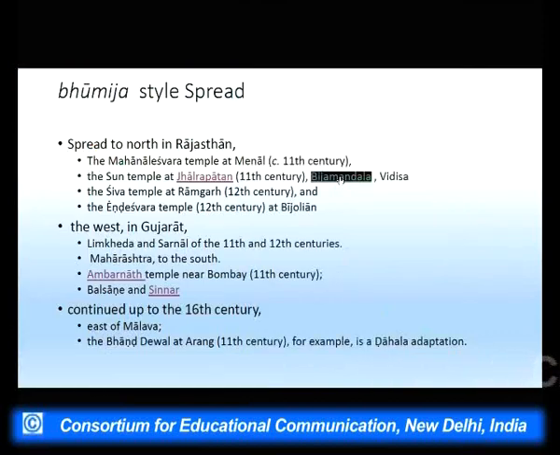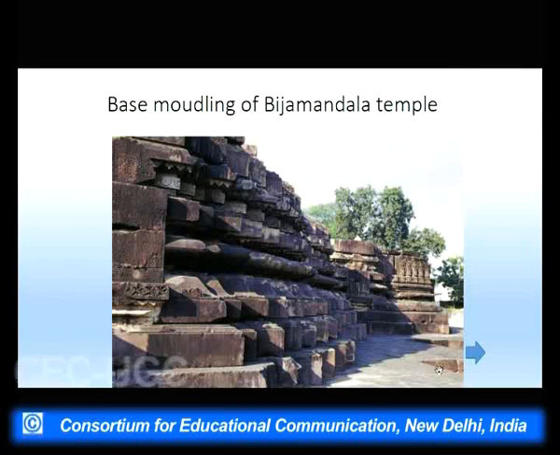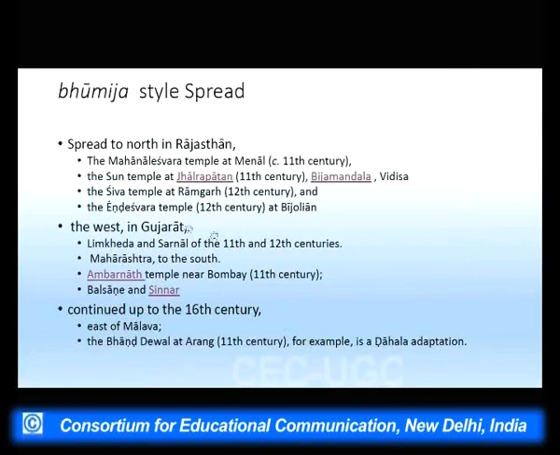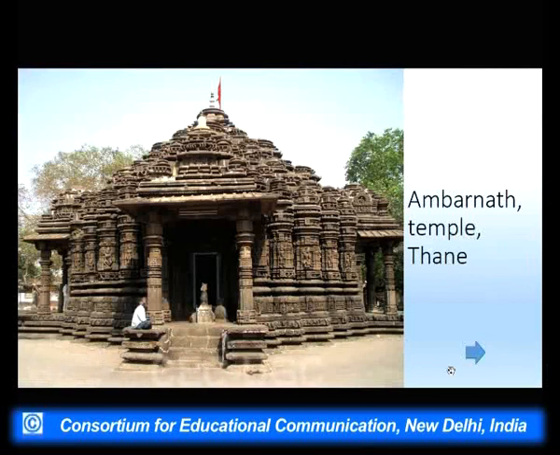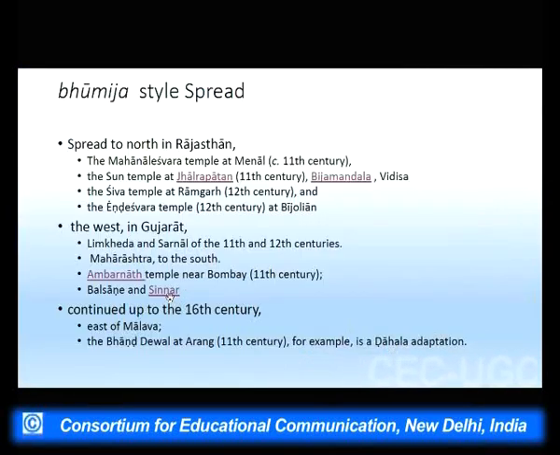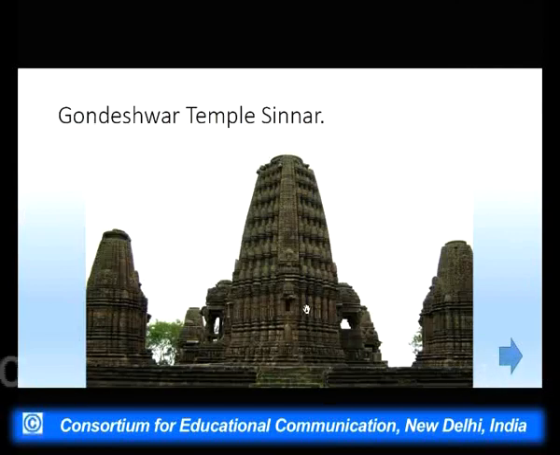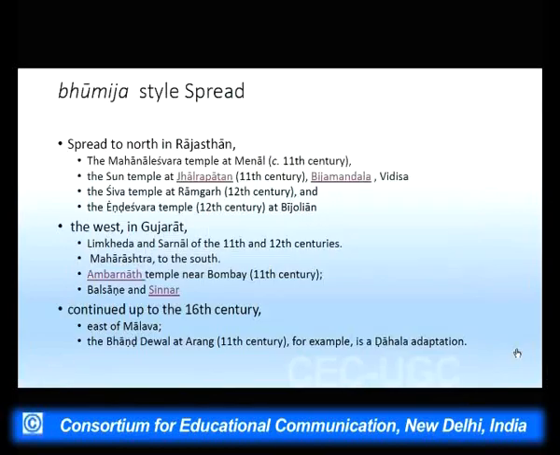You have also at Bijamandal, one of the Paramara temples at Odisha. Then you have in Gujarat and Western India the Ambarnath temple near Thane, and a very interesting temple called the Gondeshwar temple at Sinnar. You can see that the stellate plan is quite elaborate here. This style continued up to the 16th century and spread to eastern Malwa and Bhandeval at Arang.